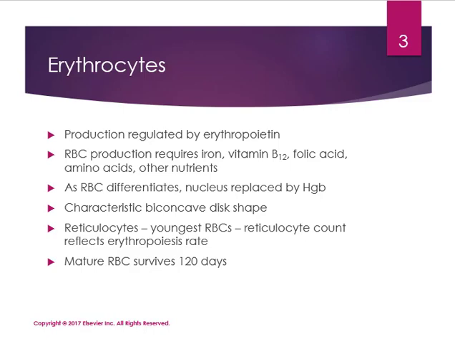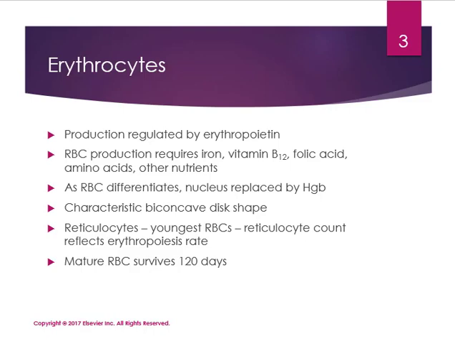All of the cells in the bone marrow are undifferentiated when they're first developed, and what they become is based on what the needs of the body are at the time. So as an RBC becomes differentiated, the nucleus is replaced by hemoglobin. These cells have a biconcave disc shape.